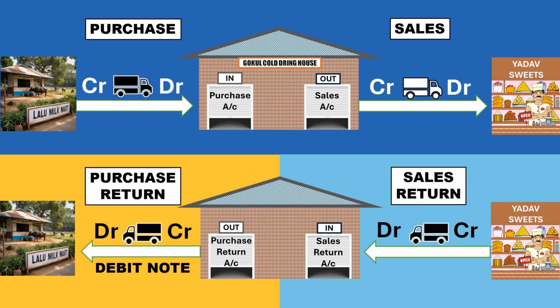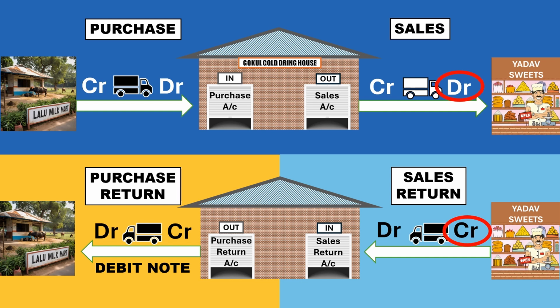Now if the goods sold are rejected by our customer, the truck filled with the rejected goods enters the sales return account door from our customer. So in our case, our sales return account will be debited and the ledger of Yadav Sweets will be credited. With the rejected goods, Yadav Sweets will send us a debit note. When we sold goods, the ledger of Yadav Sweets was debited. And when the goods were returned, the ledger of Yadav Sweets was credited.